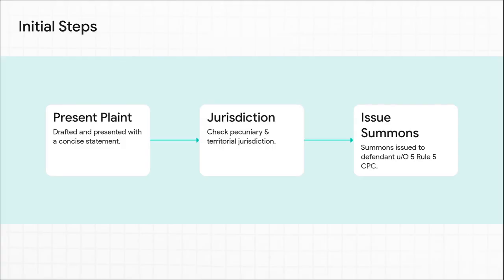Once that plaint is presented, the court does some immediate checks. They essentially play bouncer here to make sure the case actually belongs in their system before they even bother the defendant. So, step 1 is presentation. Step 2 is absolutely crucial, checking jurisdiction. The court has to confirm it has both the financial and territorial authority to hear this specific case. If it passes that test, step 3 kicks in, issuing summons against the defendant. The ball is now officially in their court.